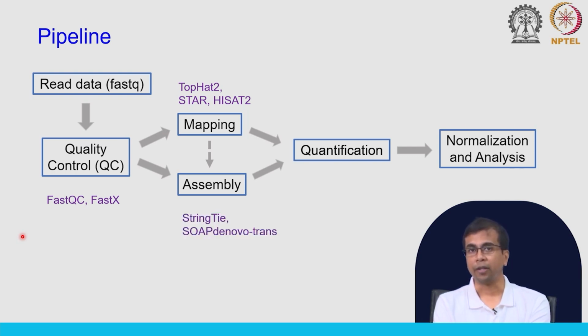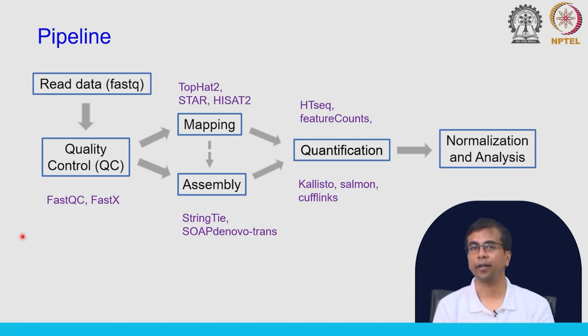Then there are assembly tools called StringTie, or you can also do something called de novo transcriptome assembly, without looking at the genome mapping. In that case it will be a de novo assembly, and there are tools for that as well. Once we have done the mapping and assembly, we can do quantification, and there are tools again that will help in this process. There are HTSeq or featureCounts tools that actually take the mapping data and quantify how many reads map to each gene in the genome.